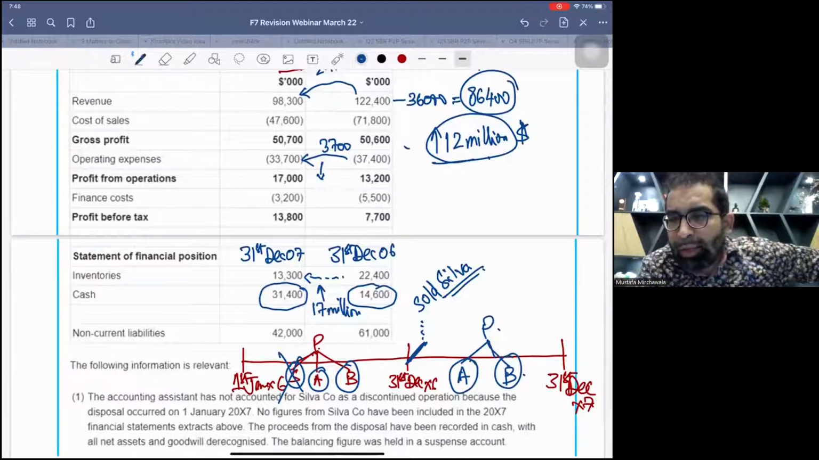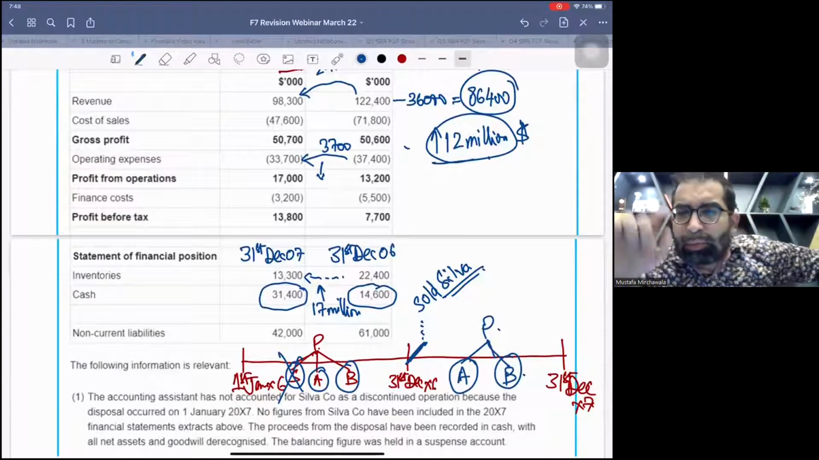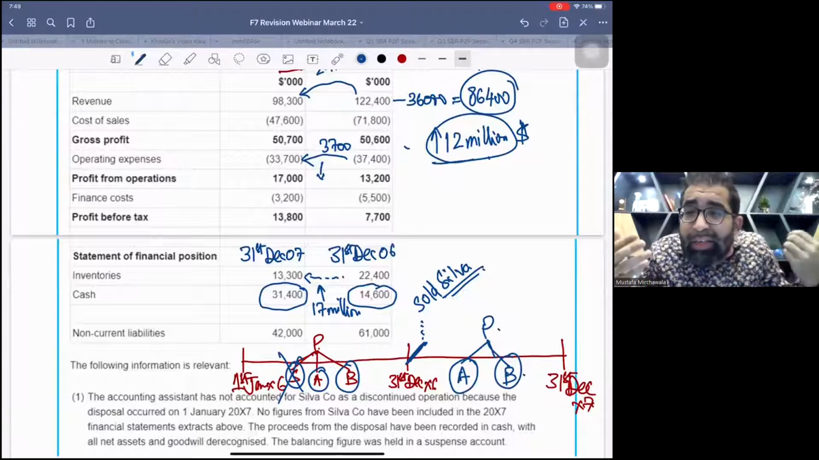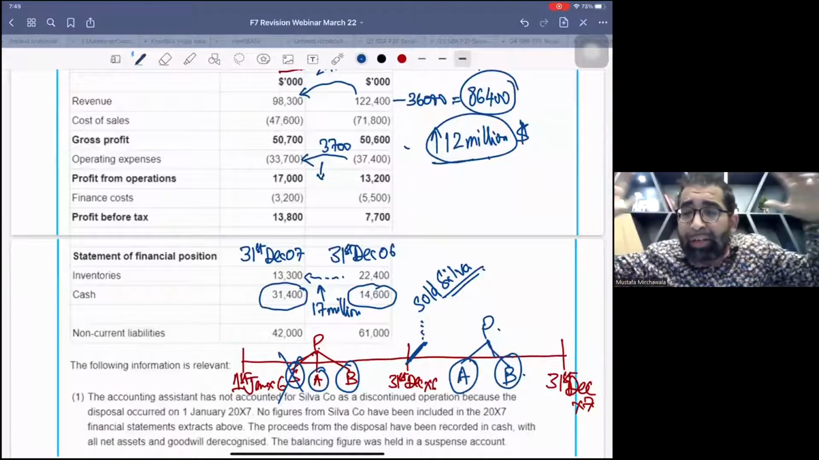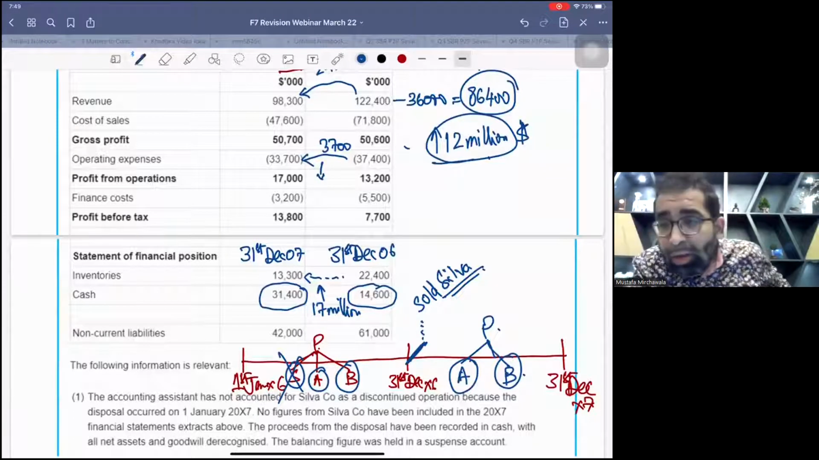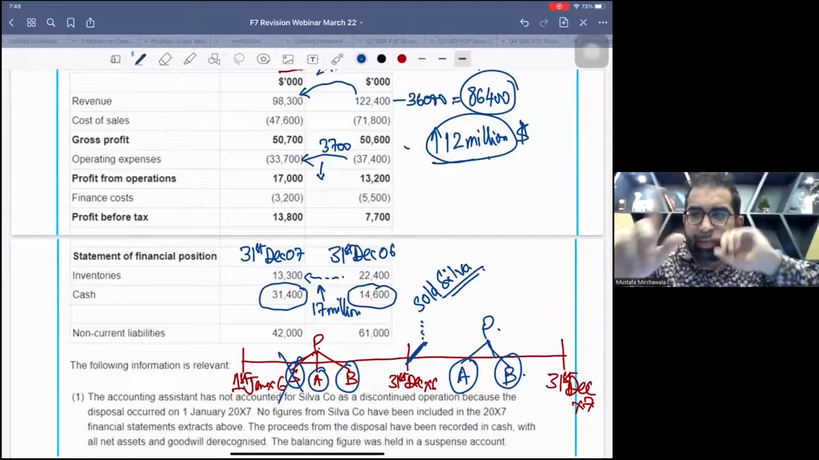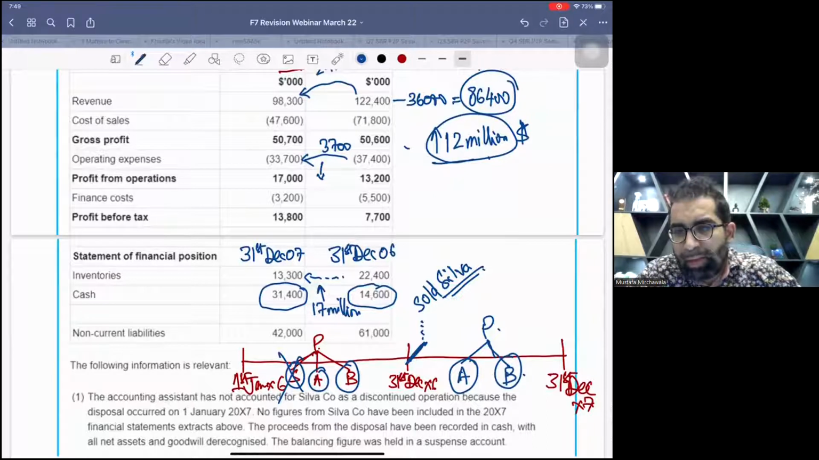I repeat. Last year cash was 14,600. This year cash was 31,400. So cash increased by almost 17 million, but it should have increased by more, because on the first day of this accounting period, the parent company sold a big giant company and received 42 million cash. So this increment should have been $42 million, but this is only $17 million. That means the parent company did some spending. Are you getting what spending?